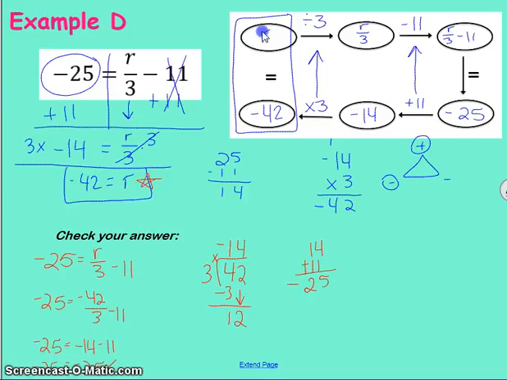I want you to make sure that you glue these notes in, and then I want you to get started on your assignment. If you have any questions, please raise your hand. But before you raise your hand to ask any questions, be sure to refer back to your notes.